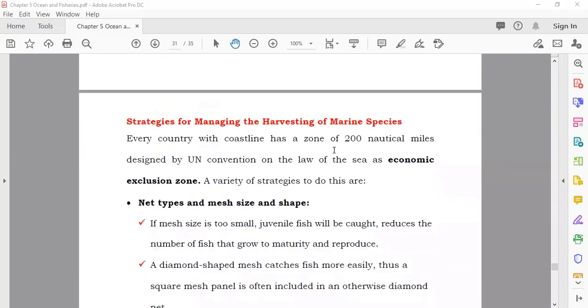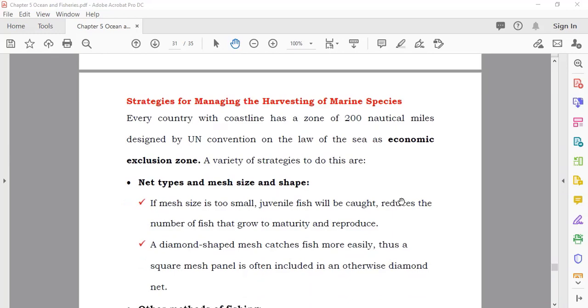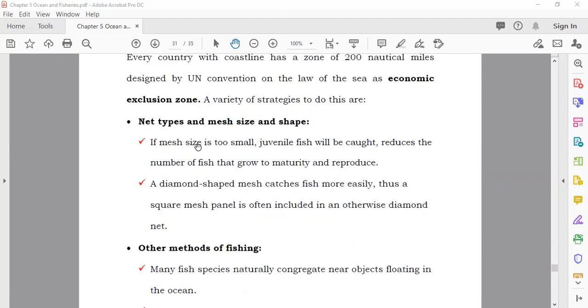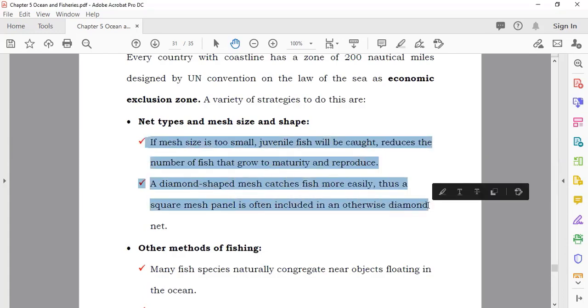And here, what are the strategies the government should use to maintain the fishing, so that the fish population will not decrease too much? For that, the exclusive economic zone: every country has 200 nautical miles around it, and it can fish only in that area. Beyond that, they cannot go. The net mesh size also matters. It should be a little bigger, so the small fish cannot be caught and only big fish will come inside. A better one is square instead of diamond. Diamond catches a lot, square catches less, so that's better.